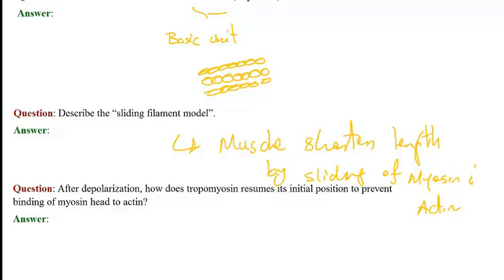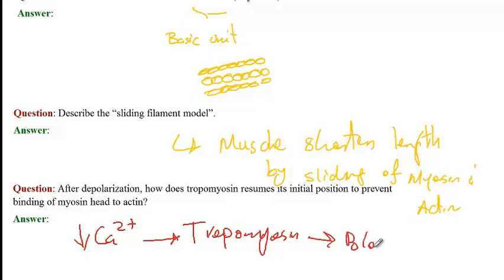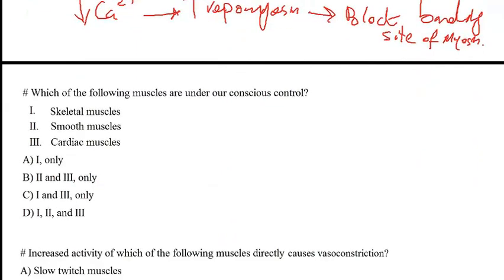The next question is, after depolarization, how does tropomyosin resume its initial position to prevent binding of myosin head to actin? So what happens after depolarization? After depolarization, calcium will start to get pumped back into the sarcoplasmic reticulum, as a consequence of which the cytoplasmic concentration of calcium drops, and so therefore troponin will no longer act on tropomyosin. And so tropomyosin will resume its initial position to block the binding site of myosin on the actin filament.